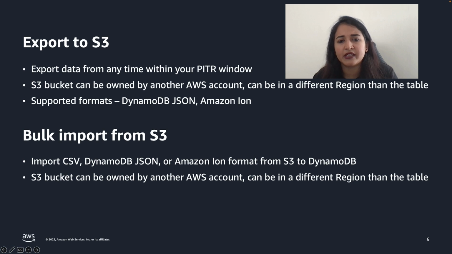A complementary feature to the exports to S3 is bulk import from S3, where you can import your CSV, DynamoDB JSON or Amazon Ion data from S3 into DynamoDB. The bulk import from S3 doesn't consume any WCUs or any write capacity units on your table, and the S3 buckets in both these cases, the export and the import, can be in the same or different region or in the same or different account.